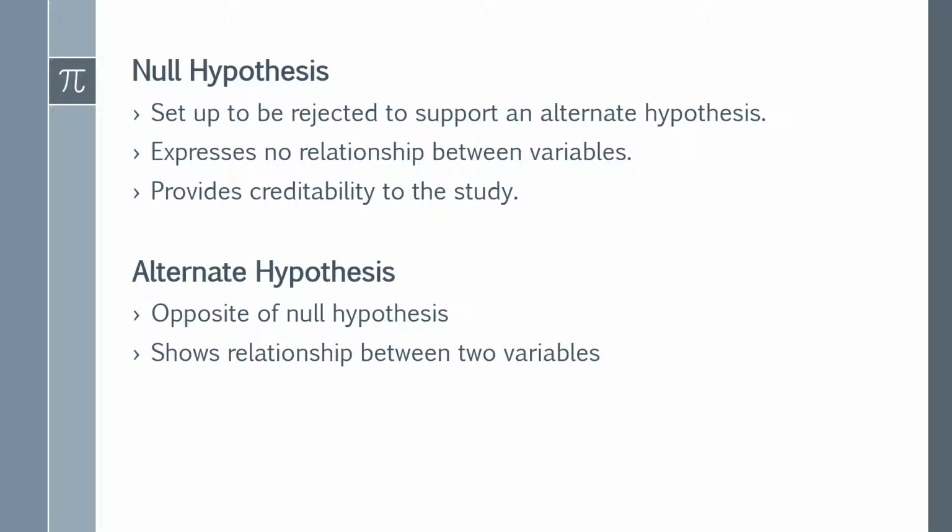A null hypothesis is set up to be rejected in order to support an alternate hypothesis. The null hypothesis expresses no relationship between variables, so it's basically set up to provide credibility to the study. The opposite of a null hypothesis is the alternate hypothesis. This is written to express a relationship between two variables. A null hypothesis is held true until statistical evidence can be provided to reject the null hypothesis.